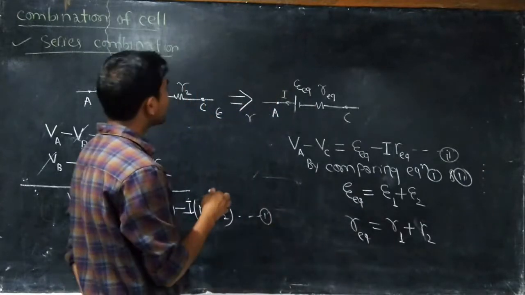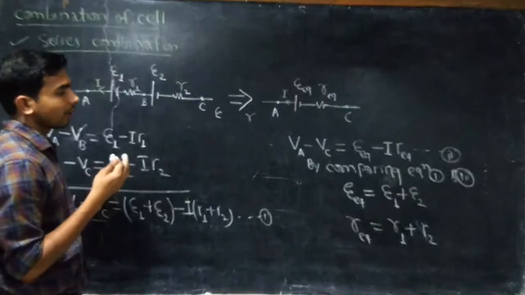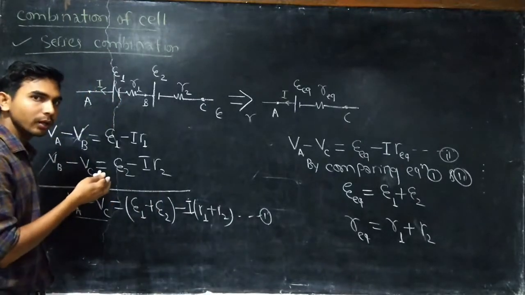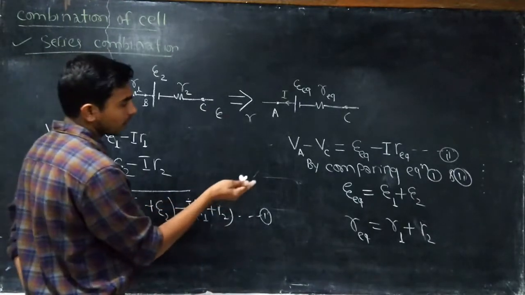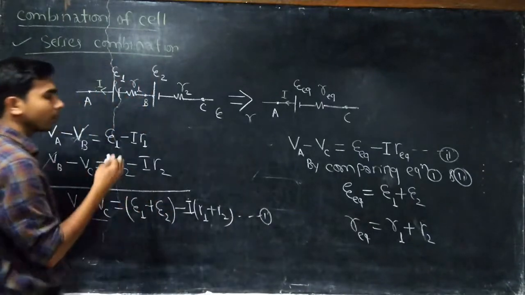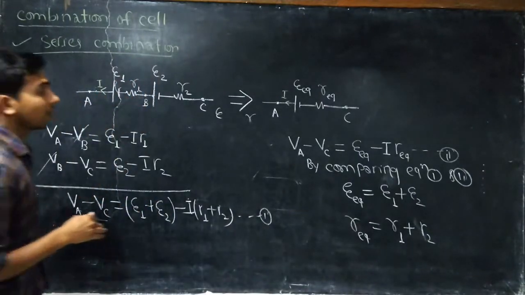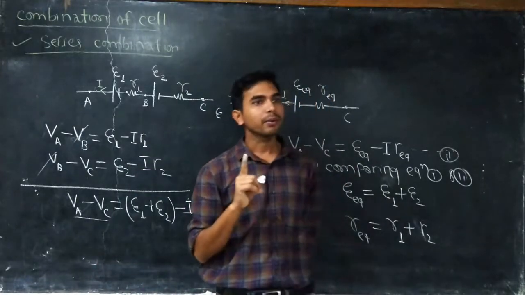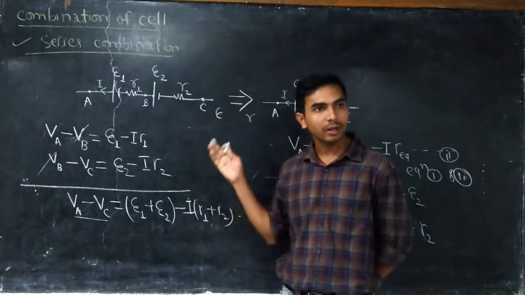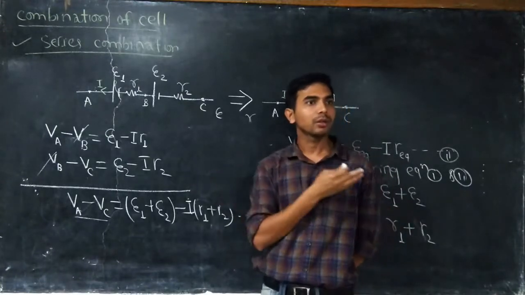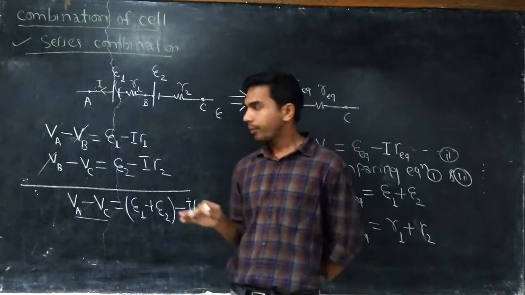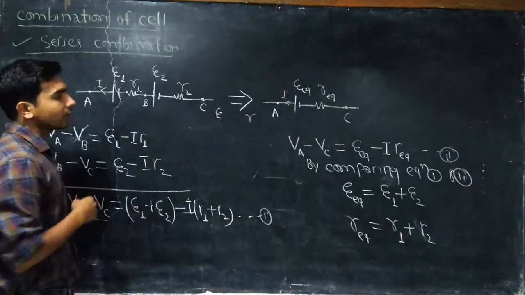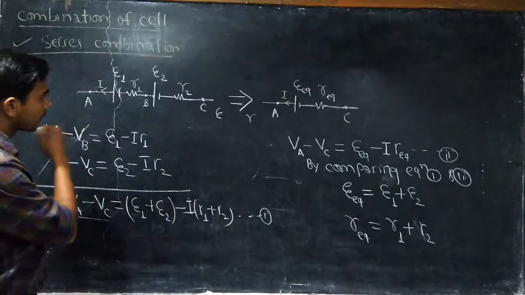So this way we are able to find the equivalent EMF of a combination of cells, as well as the equivalent internal resistance of the combination of cells. And what do we mean by equivalent? A single cell which creates the same effect as created by the combination is known as the equivalent cell. I hope everything is clear to you. So note it down, and next we will write some points related to this one.